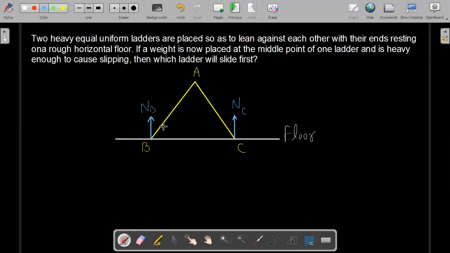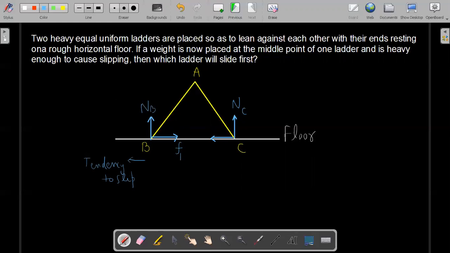Also, there will be frictional forces on each ladder. It is very obvious that the friction on the left side ladder will be towards the right side, and the friction on the right side ladder will be towards the left side. That is because of the nature of the tendency of slipping. The ladder AB has a tendency to slip backward. The tendency to slip is in the backward direction, and therefore friction will be in the forward direction.